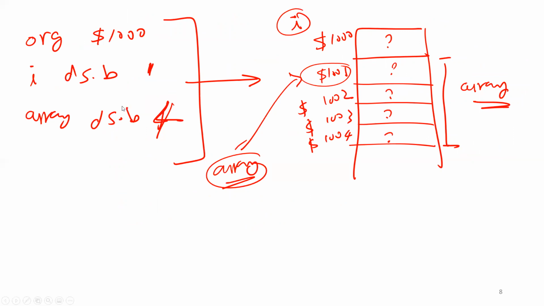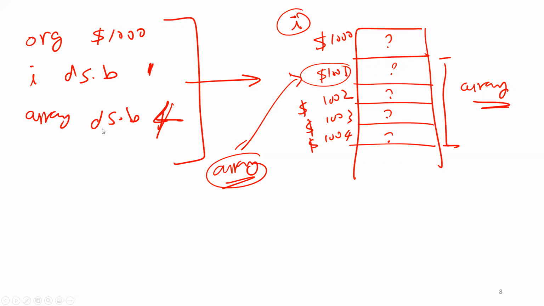Now, for example, let's see this example, guys. Here, org 1000. I define ds.b 1. So here I define a variable. The name of the variable is I. This one is going to take 1 byte, because it's a variable, and it is uninitialized. Look, next one here, array. Again, you can use any name, guys. It doesn't mean that if it is an array, I have to use the word array. I just used array, but you can use any name.